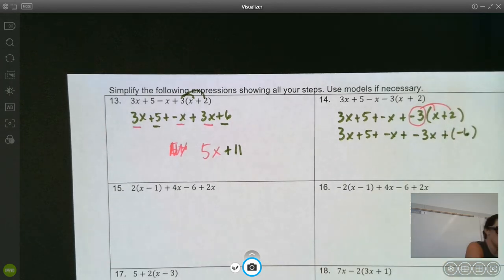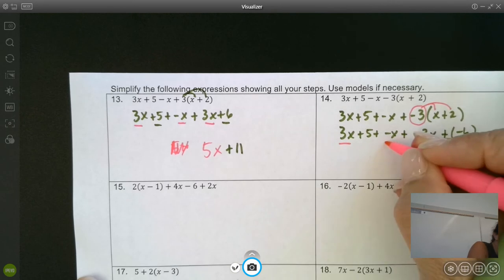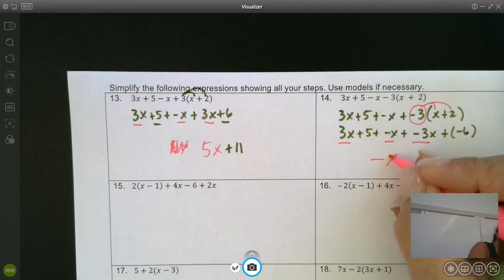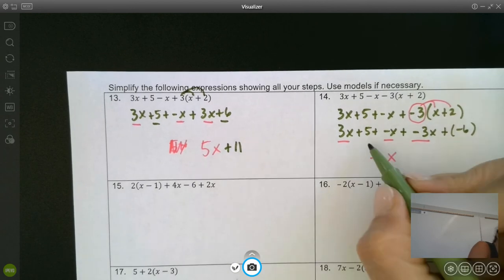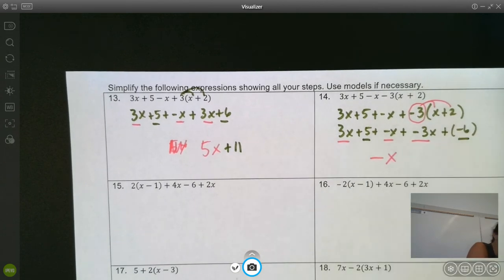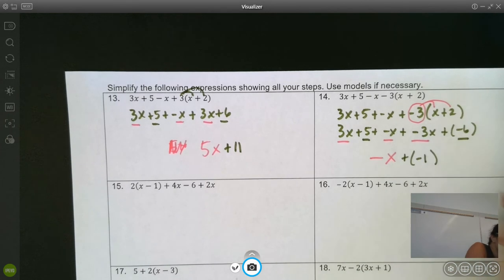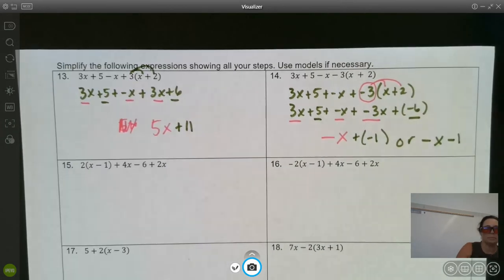Okay, now let's look for the x terms. 3x, x, negative 3x. That all makes negative x. And then let's look at 5 and a negative 6. That's negative 1. So you could write it like that, or negative x minus 1. Either way.